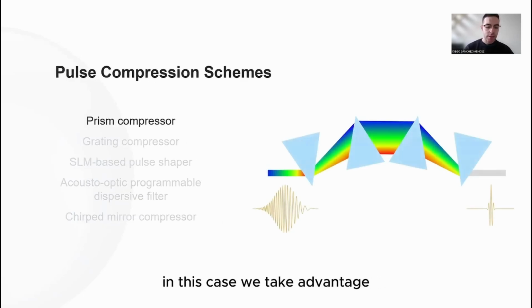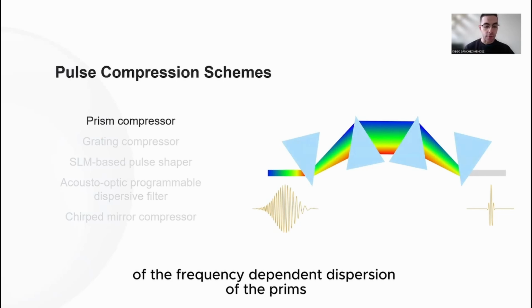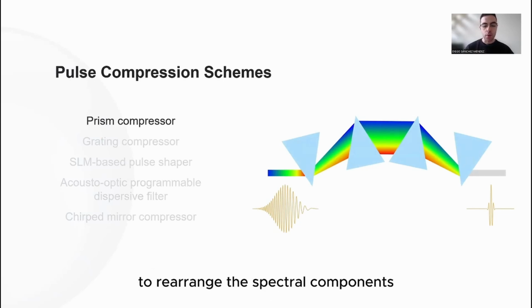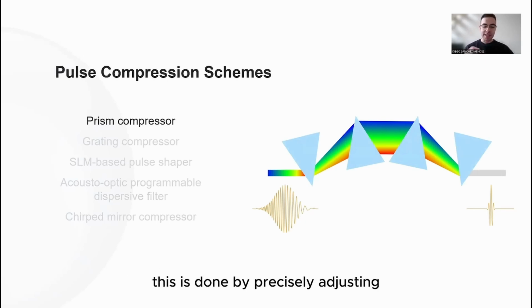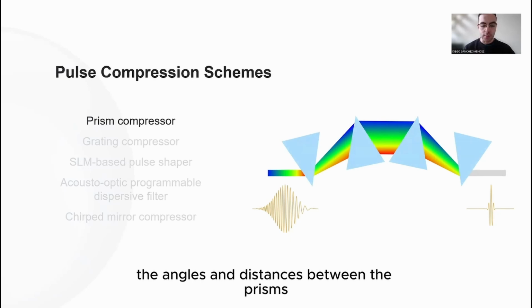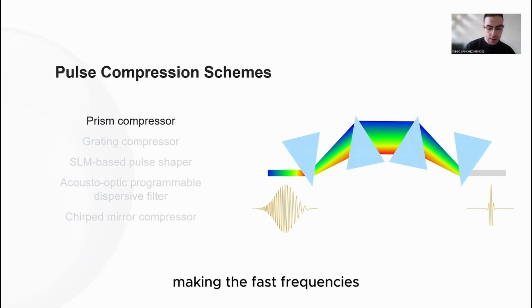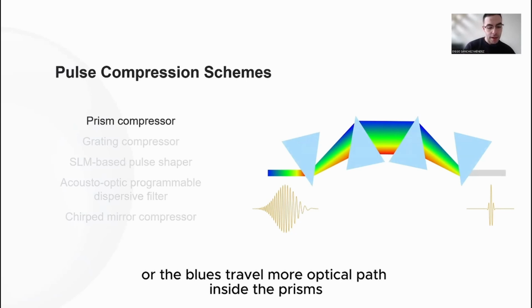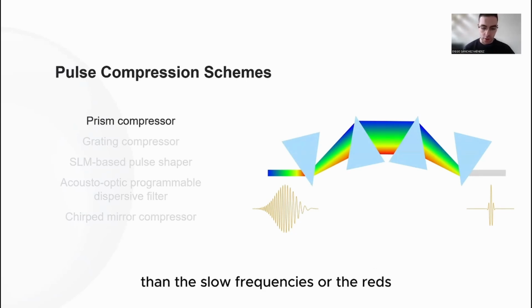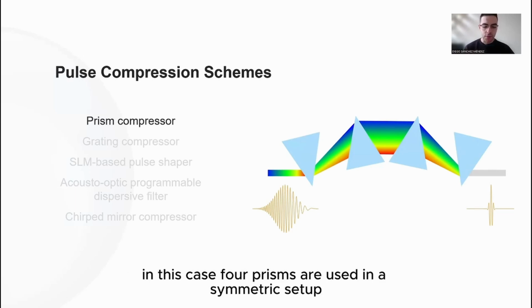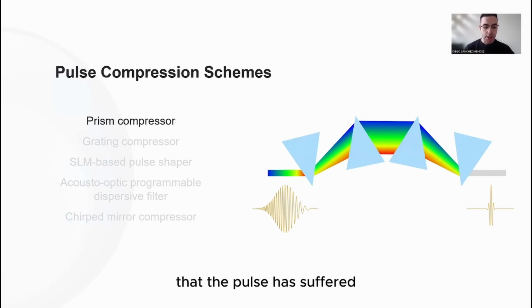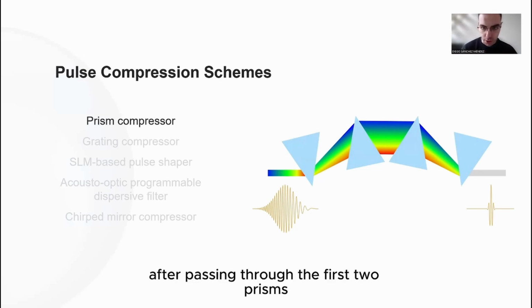In this case, we take advantage of the frequency-dependent dispersion of the prisms to rearrange the spectral components of a laser pulse and synchronize them in time. This is done by precisely adjusting the angles and distance between the prisms, making the fast frequencies or the blues travel more optical path inside the prisms than the slow frequencies or the reds, which compensates for the initial GDD of the pulse. In this case, 4 prisms are used in a symmetric setup to also compensate for the angular and spatial chirp that the pulse has suffered after passing through the first 2 prisms.